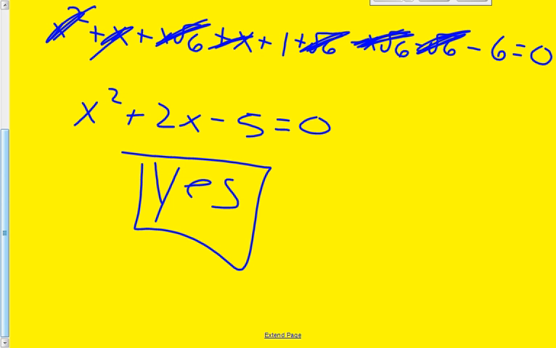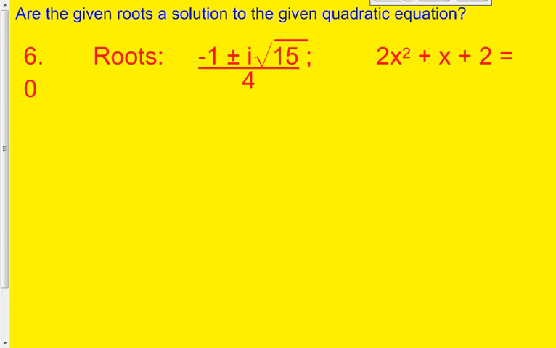All right, number 6 and number 7, the most trickiest of the problems for today's lesson, but nothing that we can't handle. This 0, I don't know how it got over here. It should be right here. A negative 1 plus or minus i square root 15 divided by 4. These are what x equals. Do these two solutions work for that equation? We're going to do it the same way with one additional step.